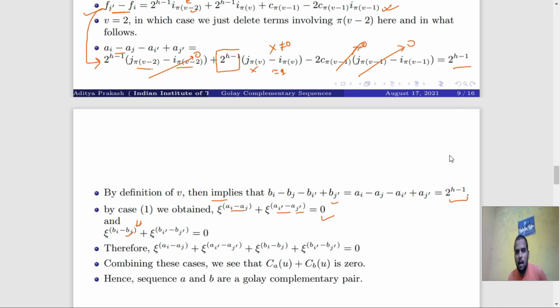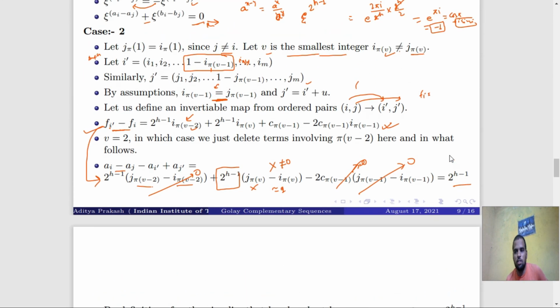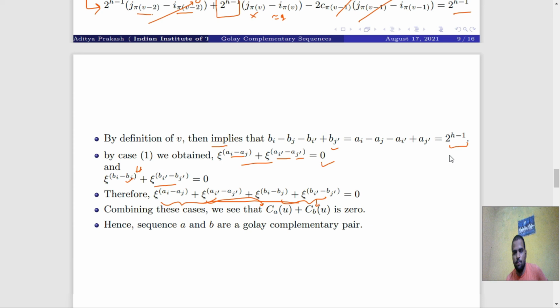Okay, and after adding these four terms we get this, and we know that this is nothing but Cau, and this is nothing but Cau, and the sum of these two terms is equal to 0, and we say that the sequences a and b are a Golay complementary pair. Hence proved. I think you can understand the concept of this theorem. This is a very important theorem.